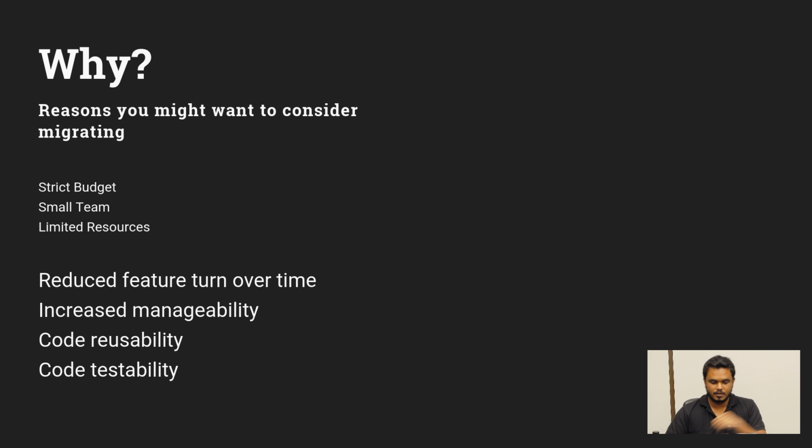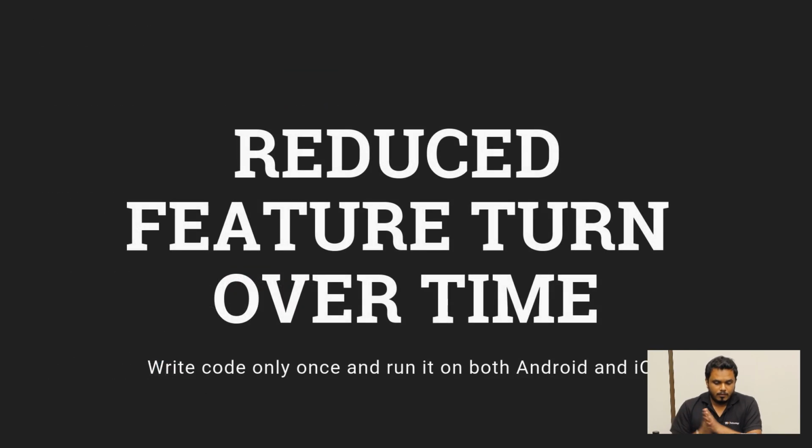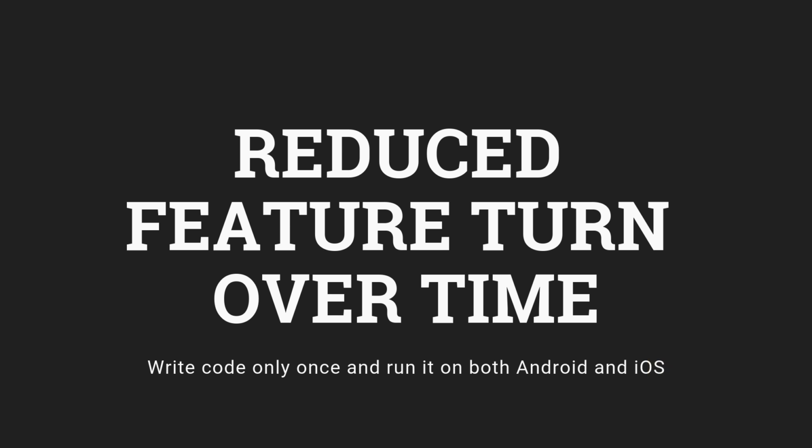The other one is code testability. Again, since we have just one code base and it's a very manageable code base, the code would be much easier for you to test. And that would ensure that if you have very good unit tests written, if the tests pass and you have good coverage, then it will ensure that your application is running the expected way on both iOS and Android platforms. Right, so I would like to explore these options a bit more.